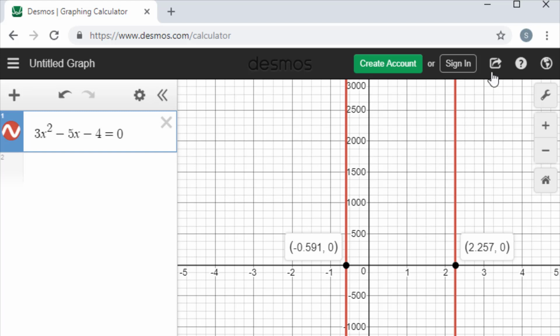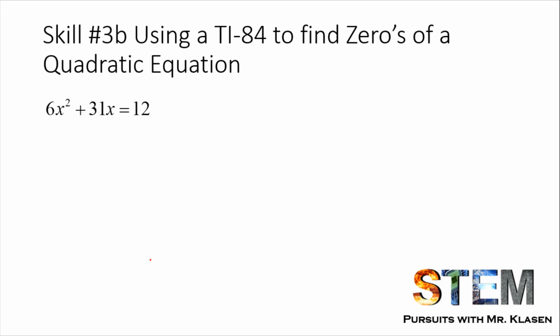So now let's switch over to our next example, which is using the TI-84. Now that you can see how to do it using Desmos, and you see the general idea here, I'm also going to show you how to do this using a TI-84 calculator. Again, the process will be the same as we did in Skill 2. You have a quadratic equation here, but we want this in standard form and equal to 0 so we can apply the zero product property again.